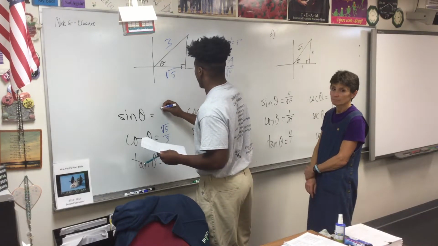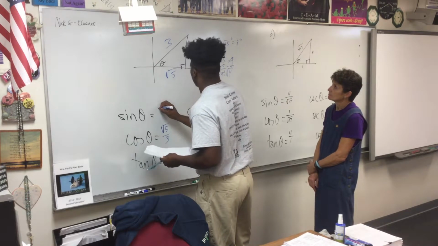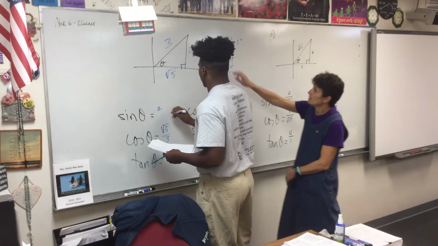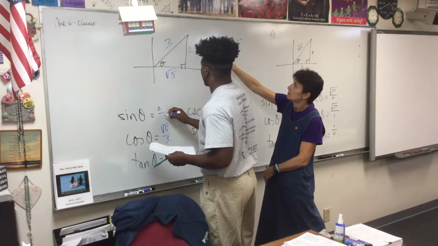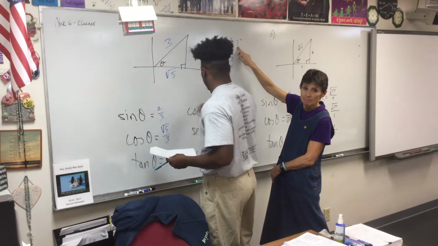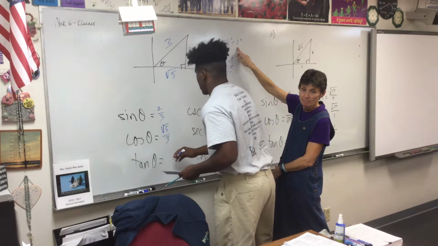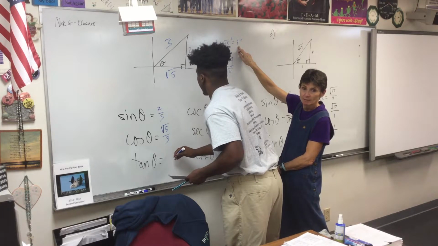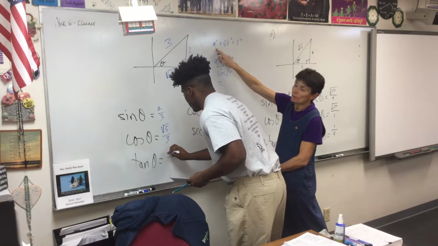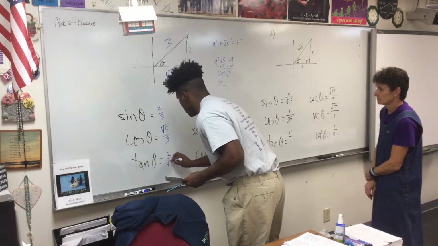Wait, why is 3 the hypotenuse? That's A squared. But I thought the hypotenuse was C. It is. A squared plus B squared equals C squared. So where's the 9 squared come in? He doesn't have 9 squared, that's A squared. Oh, that makes more sense.